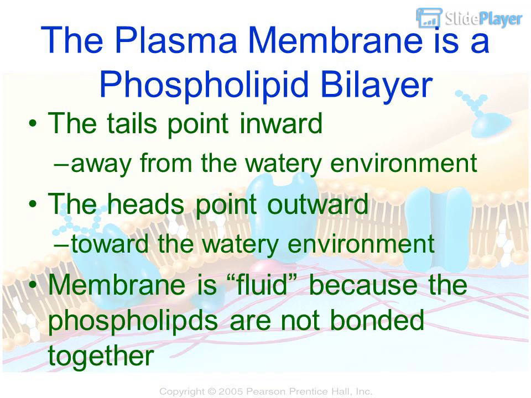The plasma membrane is a phospholipid bilayer. The tails point inward, away from the watery environment. The heads point outward, toward the watery environment. The membrane is fluid because the phospholipids are not bonded together.